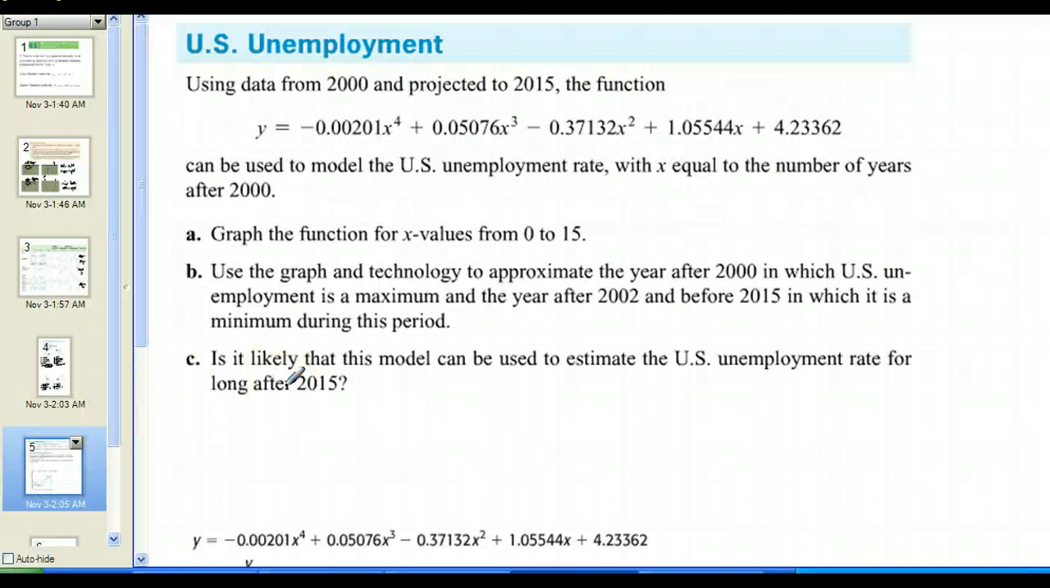Alright, here's an applied problem question. Using data from 2000 and projected to 2015, this quartic function can be used to model the U.S. unemployment rate, with x equal to the number of years after 2000. So we want to graph the function from 0 to 15, from 2000 to 2015, and then we're going to do these other two parts.